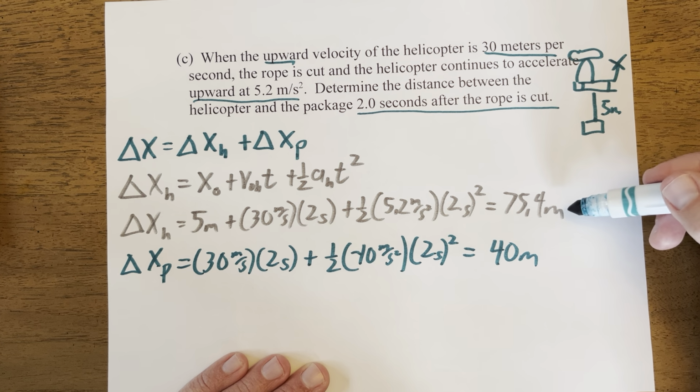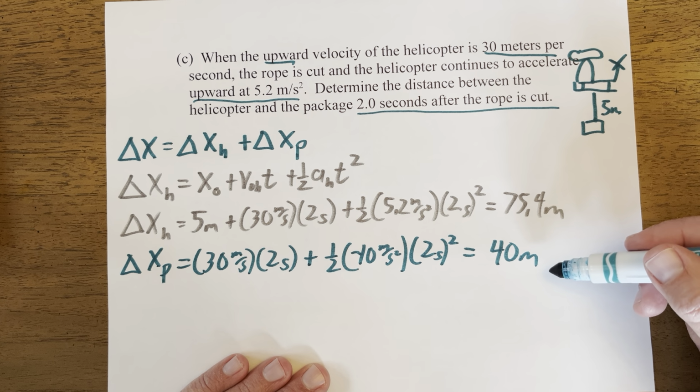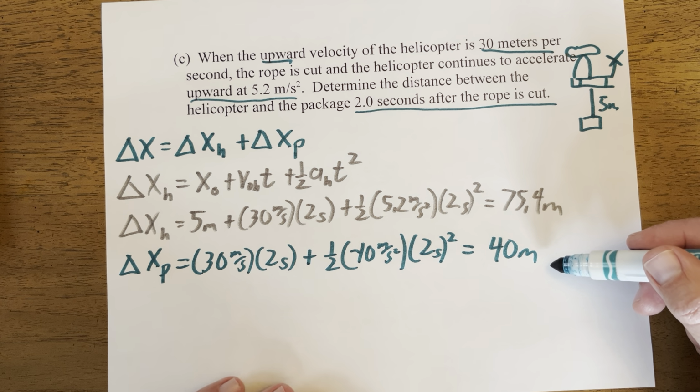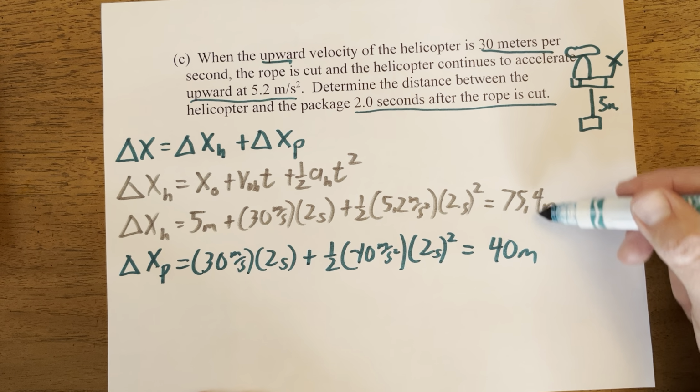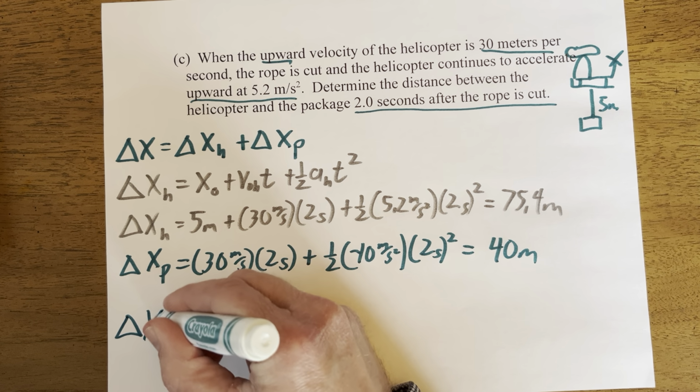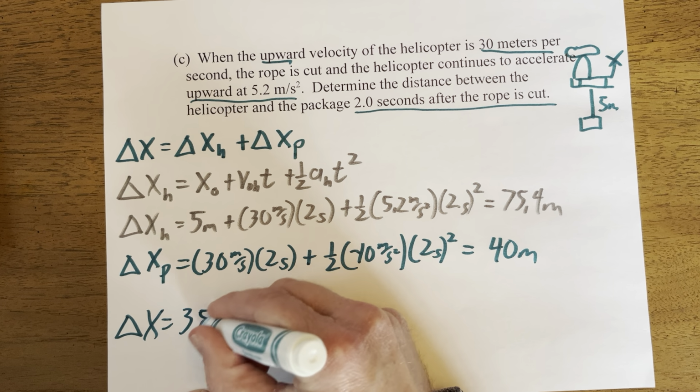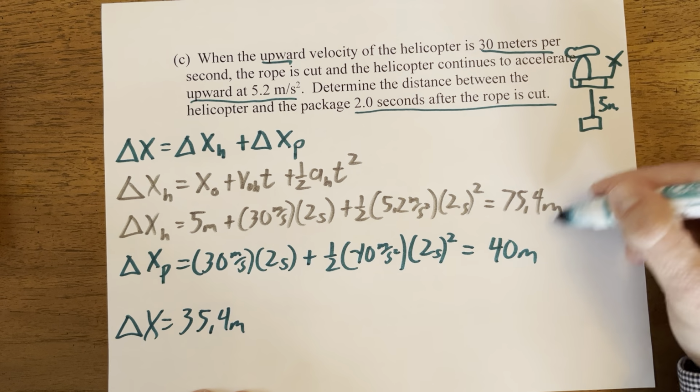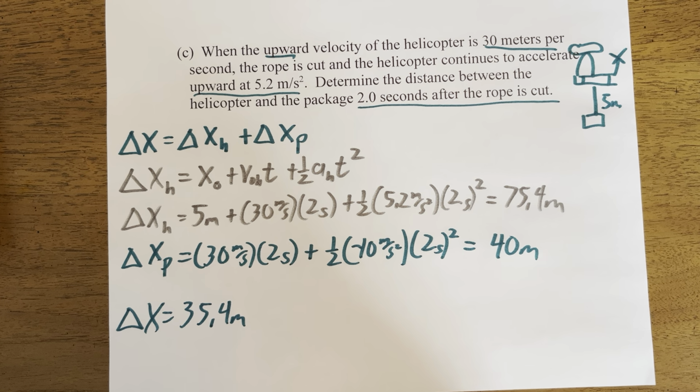So the helicopter moved up 75.4 meters. The package actually moved up. It hasn't stopped moving yet. And so it moved up 40 meters vertically. And so we just got to look at the difference between those two, and we see that we get 35.4 meters is the distance between the helicopter and the package.